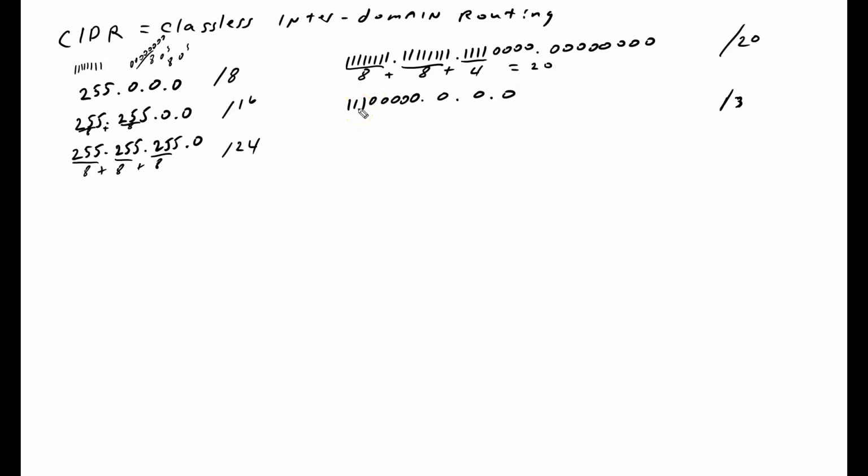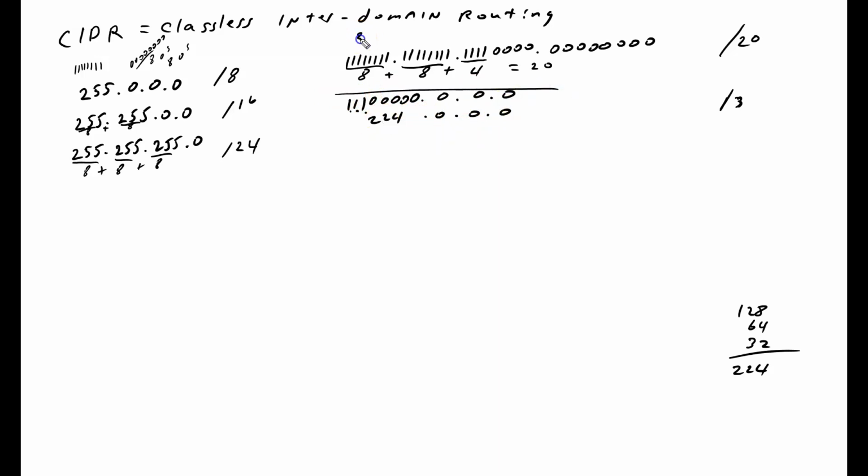Well, what would that be in decimal? Well, we know that this first bit here is the 128 bit, the second bit is the 64 bit, and the third bit is the 32 bit. If I add all those together, I get 224. So this is the same as 224.0.0.0. Now I probably should have done that up here.